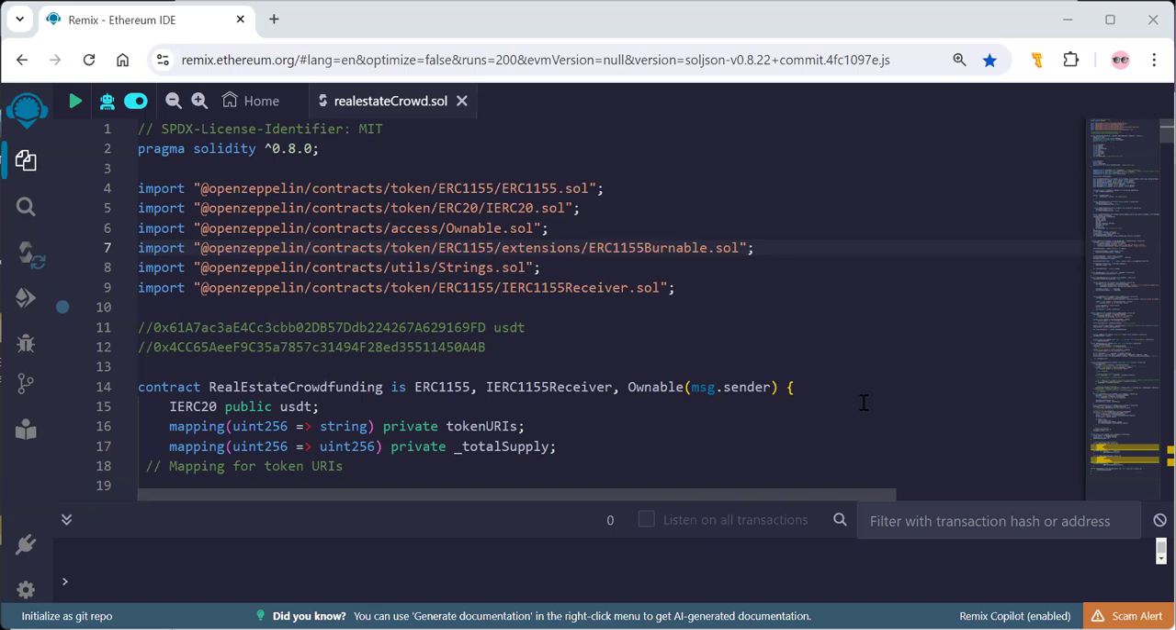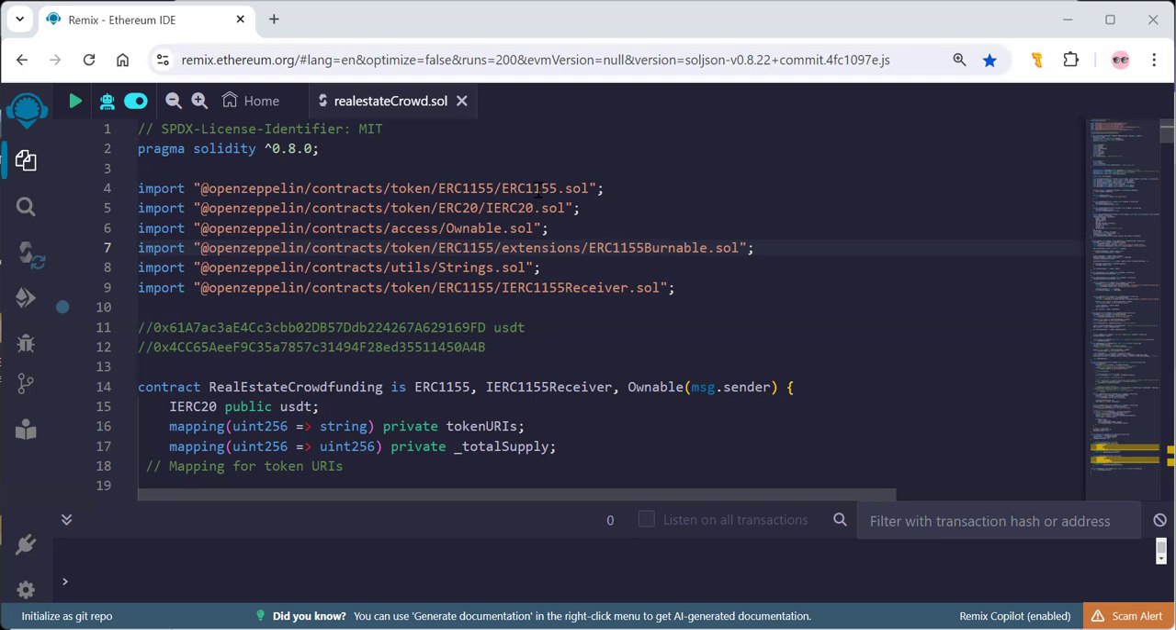Let's have a look at the smart contract behind the tool of real estate crowdfunding. So let's start from the beginning, and we see the import of a specific library.